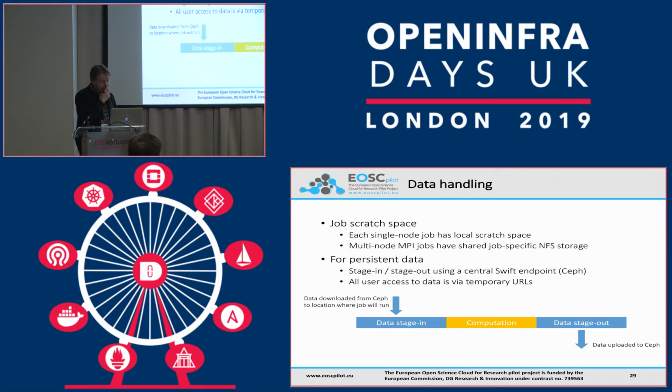And for data handling, we have scratch space local to each job, and for the MPI jobs, they have shared NFS storage across the nodes running the job. For persistent data, we started off using a stage in, stage out model. Users could upload data and then specify in the job what input files they need, and before the job runs, that would get staged onto the machine where the job is running. Then the job would run, and then output data could be staged back to the same central location.